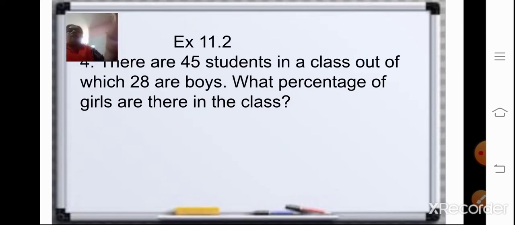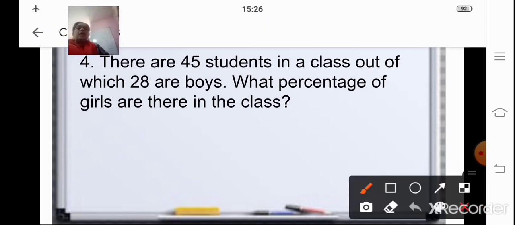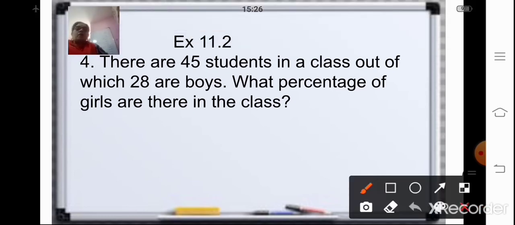Okay. Now, word problems of exercise 11.2. All the sums in whichever exercise, you have to solve in your notebook. The first sum is: there are 45 students in a class, out of which 28 are boys. What percentage of girls are there in the class?